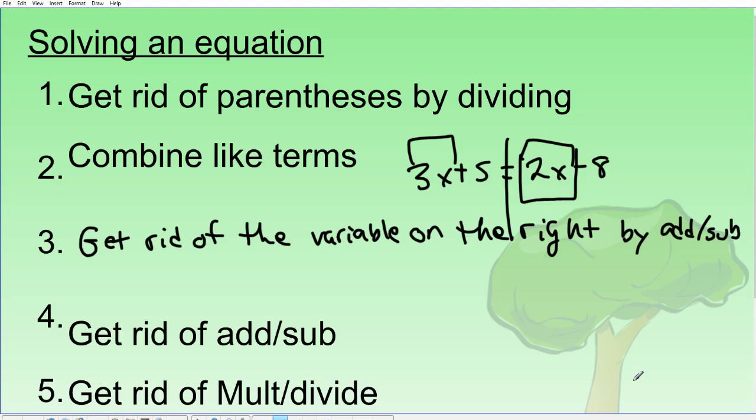There will be a few times where getting rid of the variable on the right, the way that we're going to do it, makes a problem a step or 2 longer, a little bit more work. But it's really nothing to be concerned about. Okay? So these are the 5 steps to solve pretty much every equation you're going to see.